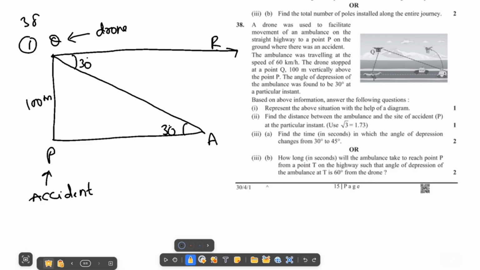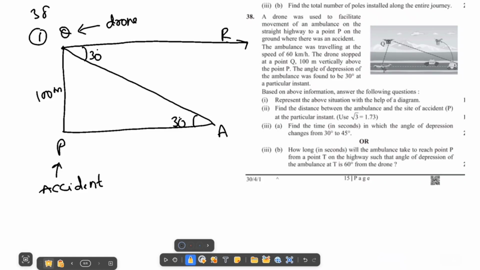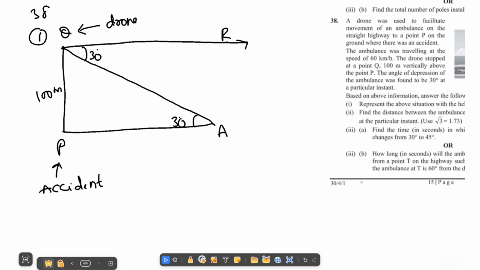Now, what is the second question here? Find the distance between the ambulance and the site of accident P at the particular instant. It means when the angle of depression is 30 degrees, we have to find the distance between the ambulance and the accident occurred area. So that means we have to find the PA distance. So let's find the PA distance. The second question.